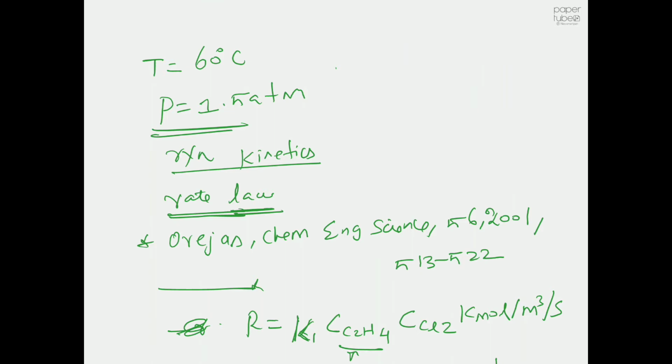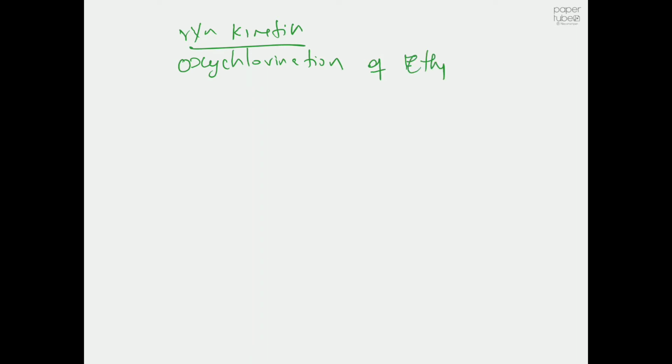So this is for the direct chlorination part, direct chlorination of ethylene to ethylene dichloride. And now let's go to the oxychlorination part. For oxychlorination, we are also dealing with the reaction kinetics, so don't forget. So, oxychlorination of ethylene to ethylene dichloride.